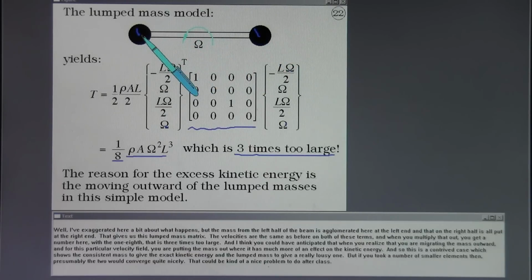the kinetic energy. And so this is a contrived case that shows the consistent mass to give the exact kinetic energy and the lump mass to give a really lousy one. But if you took a number of smaller elements, then presumably the two would converge quite nicely. That could be a kind of a nice problem to do after class.